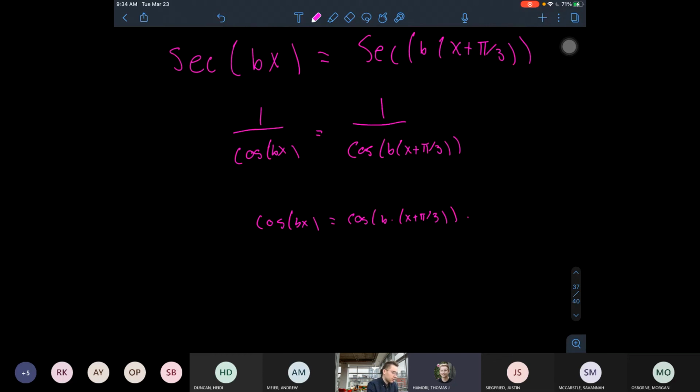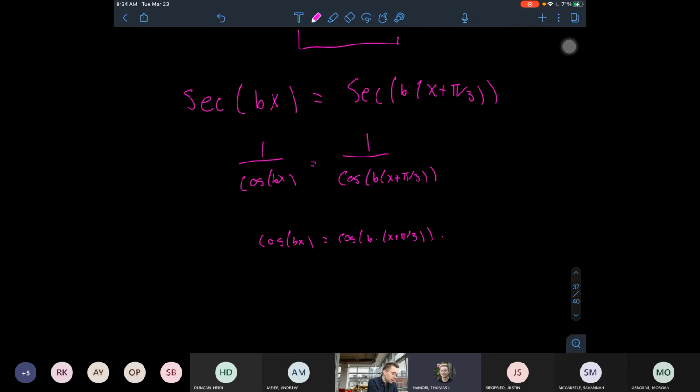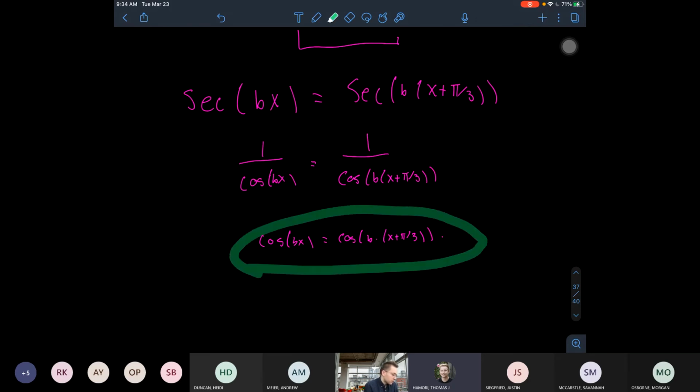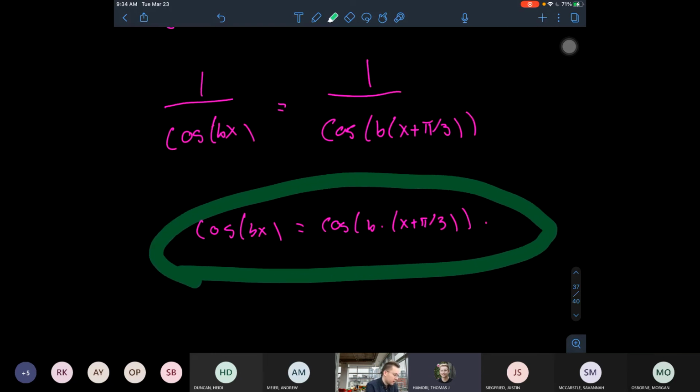So let me ask you guys, is there something that I know about the cosine function which I could use to approach figuring out what this value b should be that's going to make this statement true for any value x? Any properties of cosine that could be useful here?